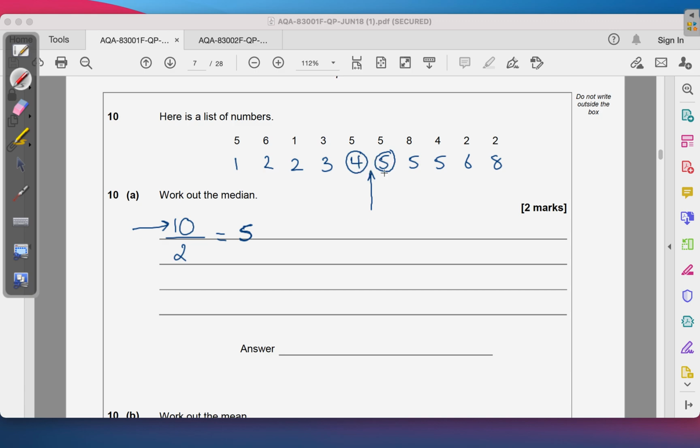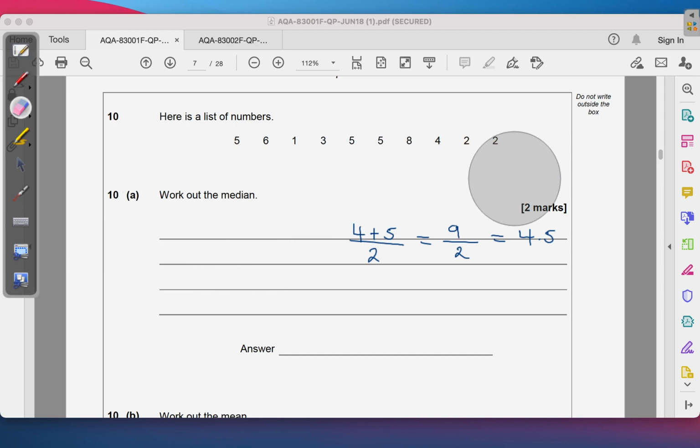So if we take the mean of 4 and 5, the mean is adding the numbers together and then dividing by however many numbers there are. So there's 2 numbers, divide by 2. So it gives us 4 and 5, which is 9, divided by 2, and then we get 4.5. Okay, so the median is 4.5.